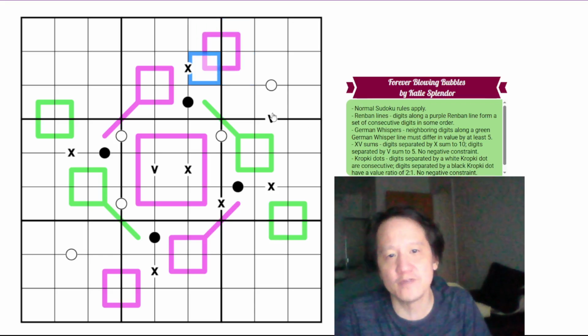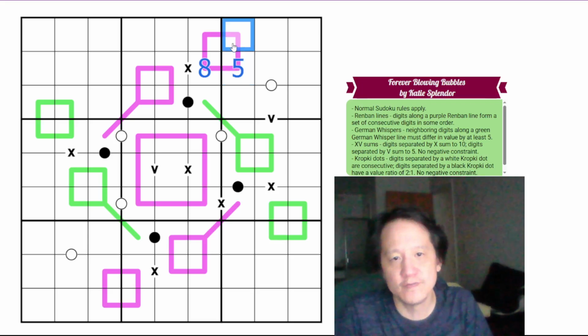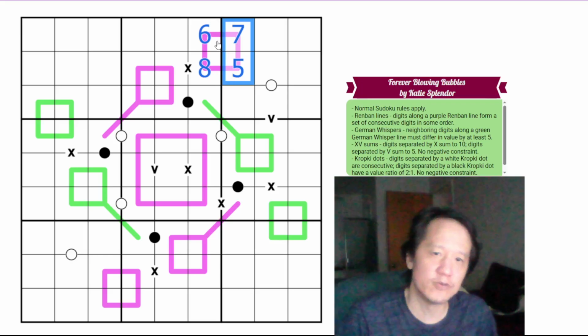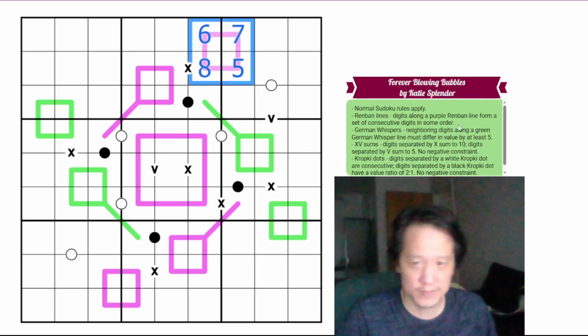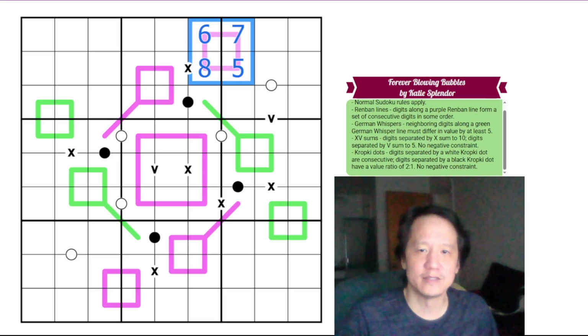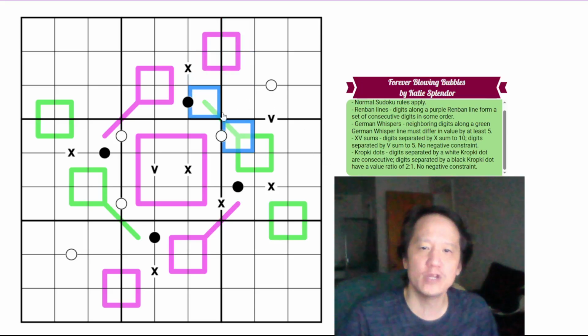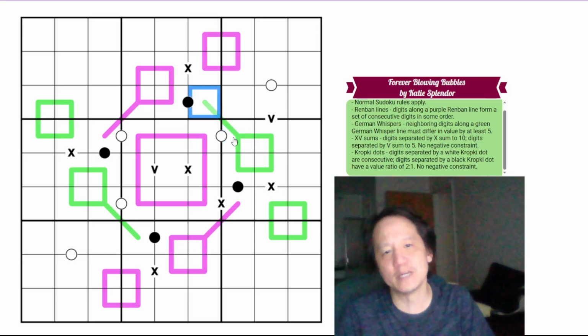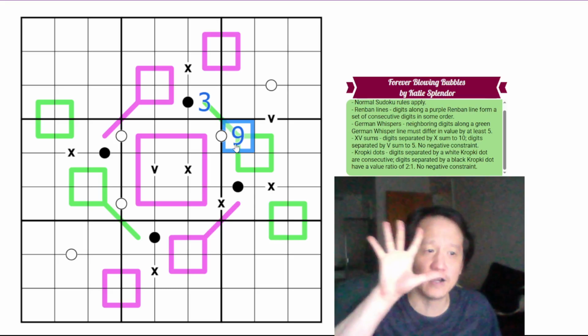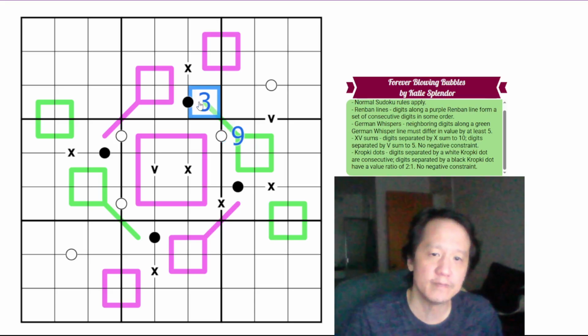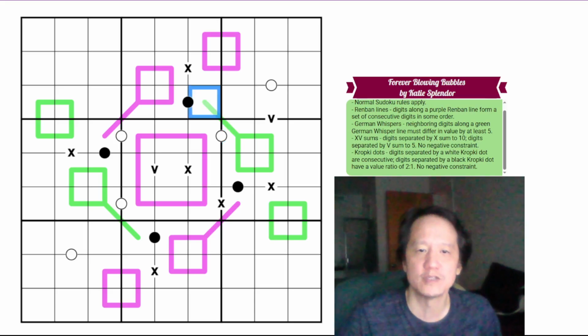So you could have something valid like 8, 5, 7, and 6, and that would be valid because 5, 6, 7, 8 forms a consecutive set of digits. And that's how Renban lines work. We also have German whispers, where neighboring digits along a green German whisper line must differ in value by at least 5. For example, if this were a 3, this would have to be an 8 or a 9, because the only digits which are 5 or more away from 3 are 8 or 9. So that's an example of how German whisper lines work.